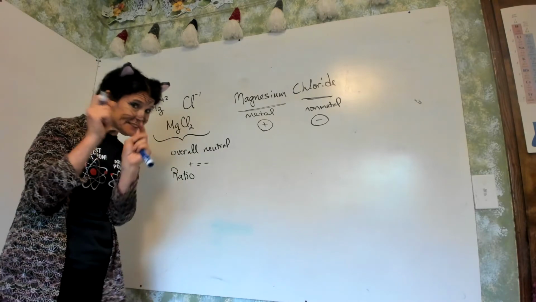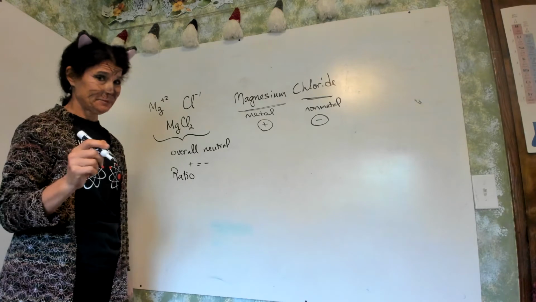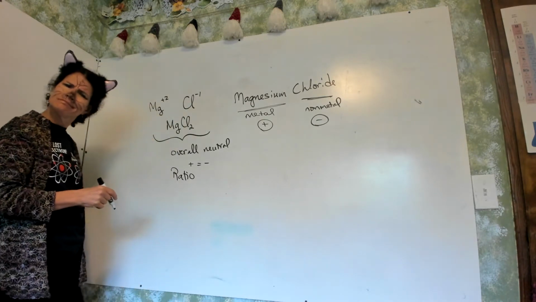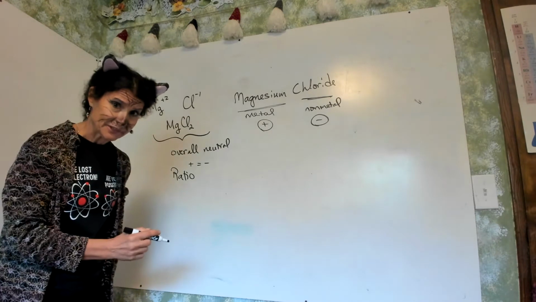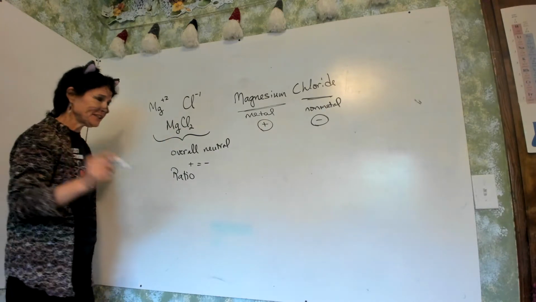In a crystal of magnesium chloride, there's actually a quadrillion magnesiums. But if there's a quadrillion magnesiums, how many chlorides are there? Well, there'd be 2 quadrillion. Whatever it is, this is always double that. All right, let's try another one.